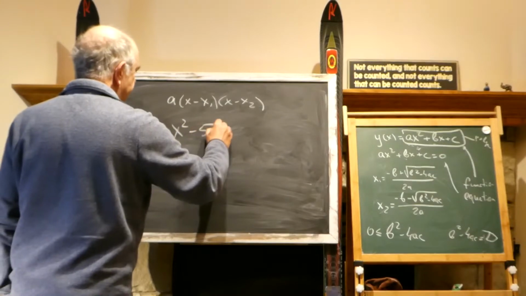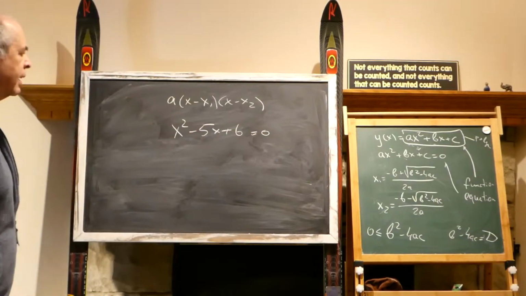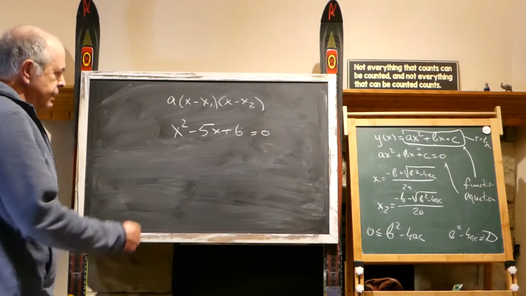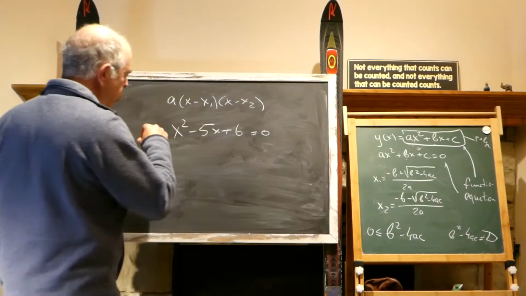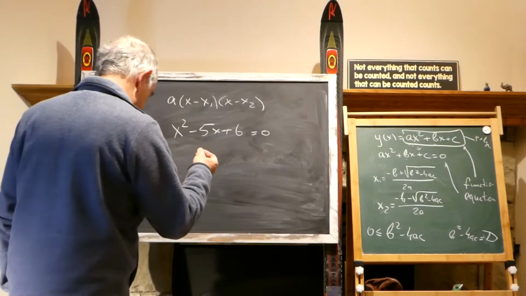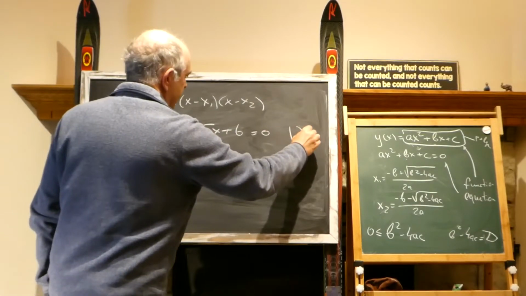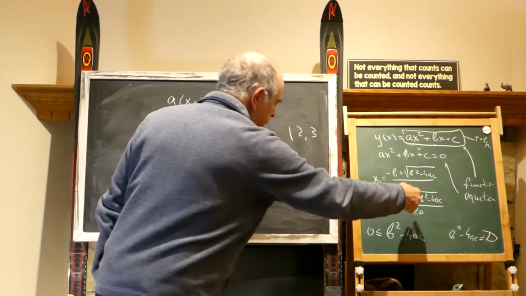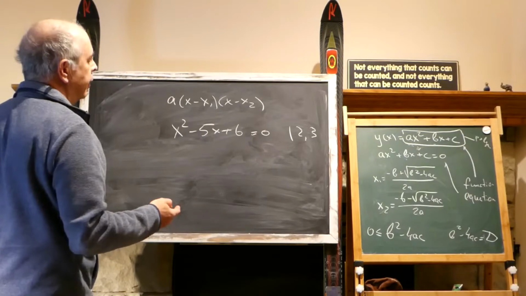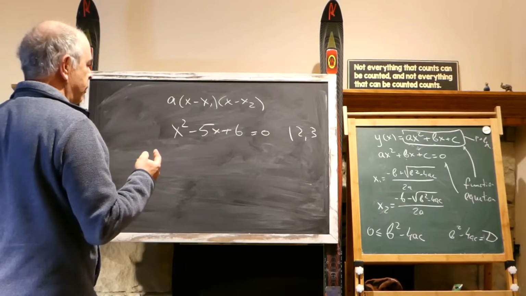X squared minus 5x plus 6. There is a method called factoring. And this method presumes that you already know the solution. And the solution here would be, let's say, 2 and 3. I just know it. You can determine it from here, and you can kind of believe me that this is it.